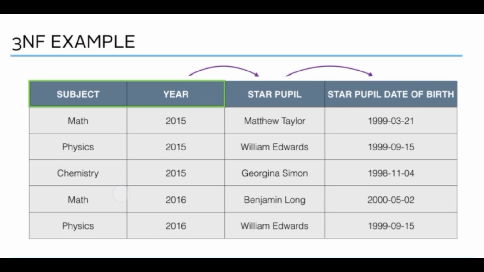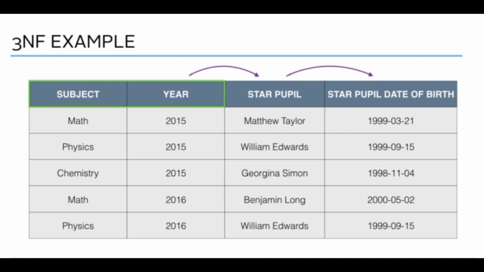So the date of birth of the star pupil obviously depends on who the star pupil is. So you have this 2-step dependency between the whole of the primary key, subject plus year, and the star pupil date of birth. The star pupil is dependent on the whole of the primary key, and then the star pupil date of birth is dependent on the star pupil.